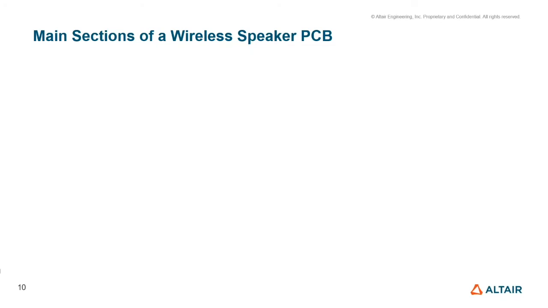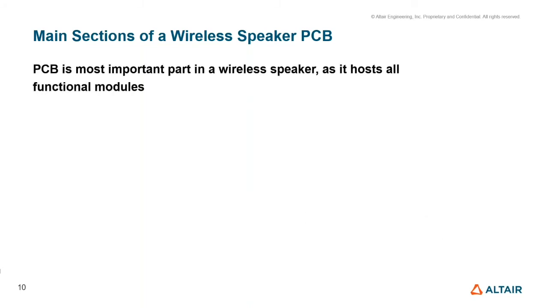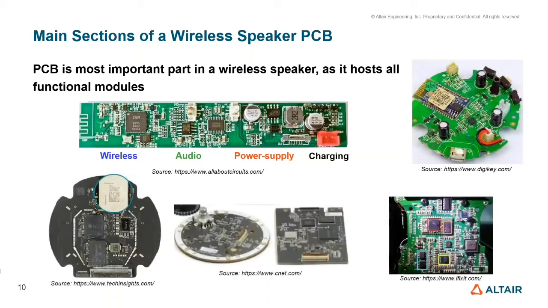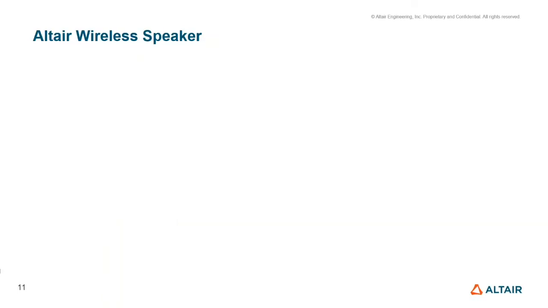The most important part of a wireless speaker is the PCB, as it hosts all the functional modules. And looking closer into the design of a PCB for a wireless speaker, the main sections involved are the wireless section, the audio section, power supply, and charging. As we can see in these examples, these sections are combined into a PCB which are produced in various sizes and shapes. Looking at these design patterns, we have come up with an Altair solution for a wireless speaker.